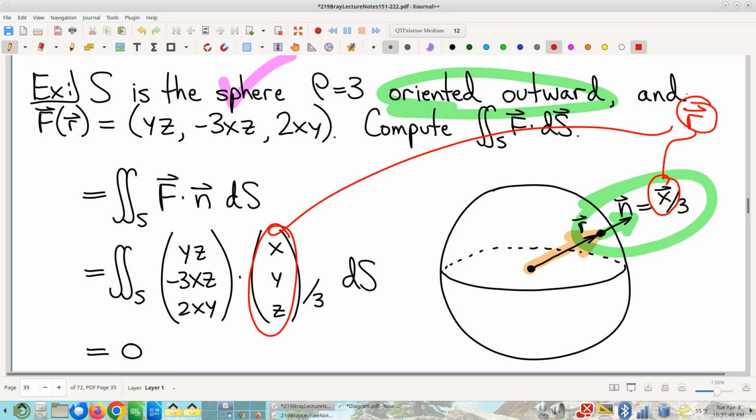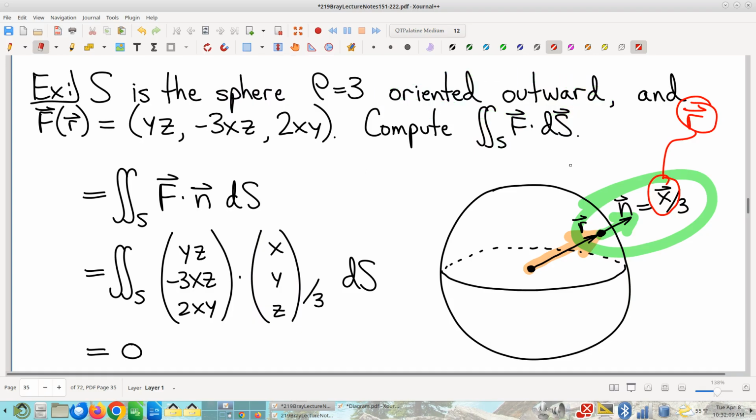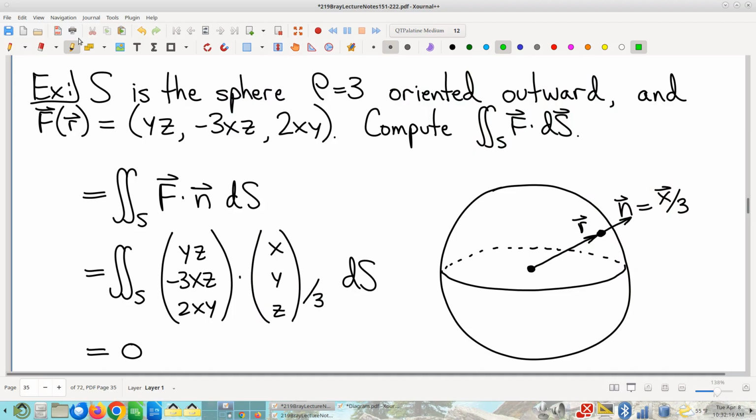Okay, because the R vector and the N vector are parallel, and I know the N vector has magnitude 1, and I know the R vector is a radius, so it has magnitude 3, divide it by 3. Boom. There's your normal vector. Okay, now is this helpful? Well, it depends. Very often it won't help. But it does help in this case.